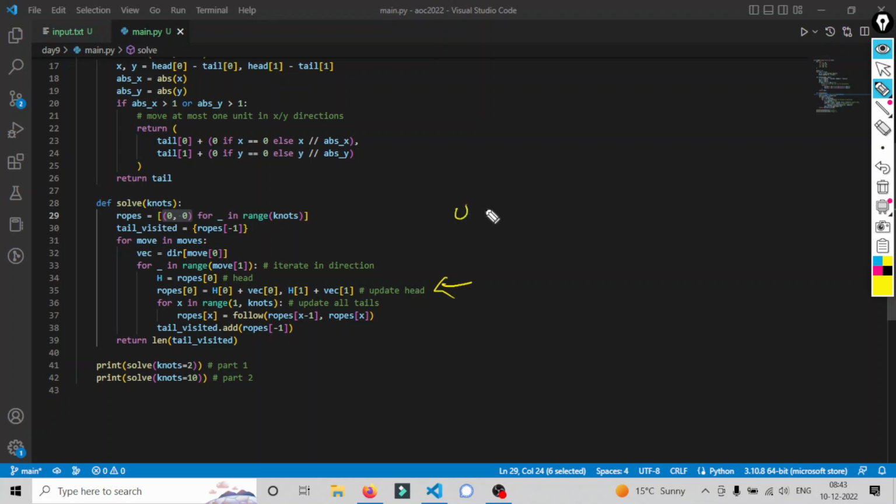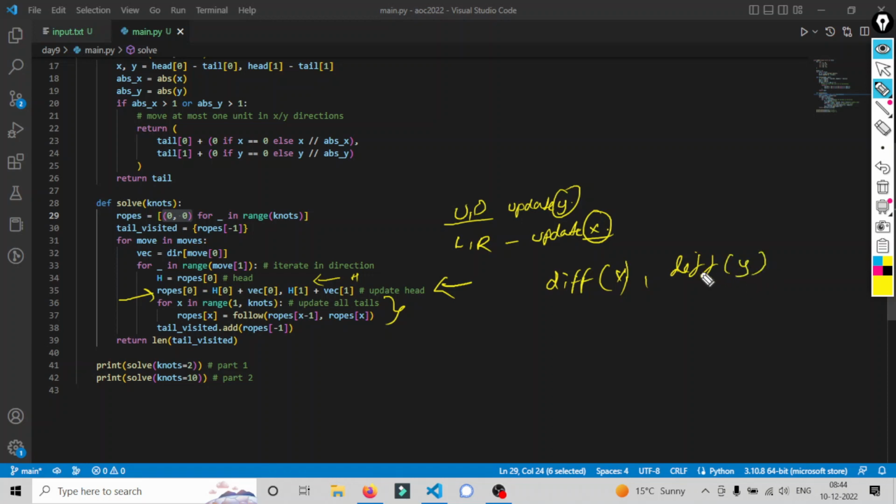If it is up or down, we will update y, and if it is left or right, we will update x. So that's what we are doing here, updating the value of head. Now we update the value of tail based on the updated value of head. As I've told you, find the difference of x and difference of y, and then use the absolute values of the differences. Based on this formula, we will update the value of tail.